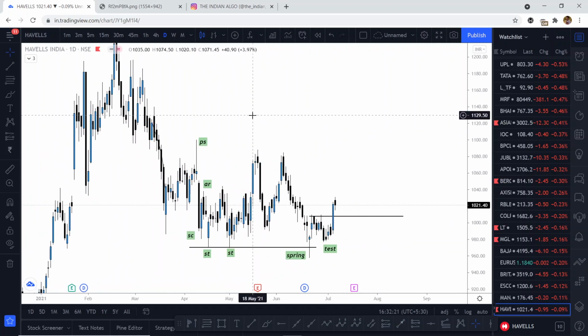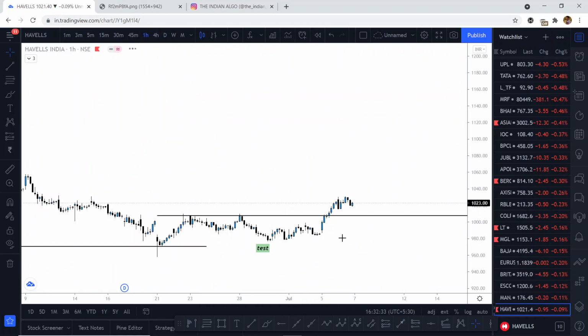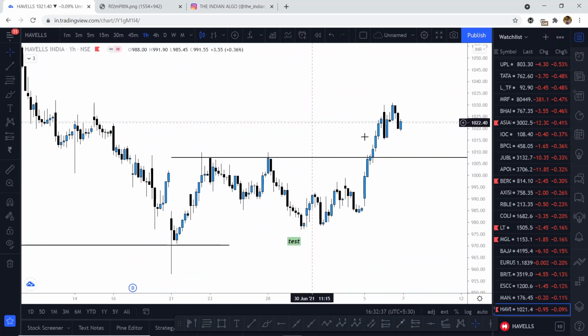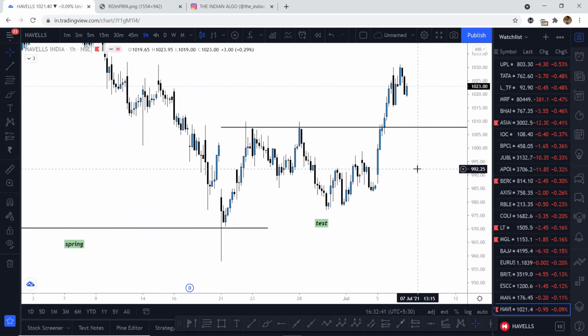All right, this was the daily time frame analysis, and look how we analyzed the daily time frame and identified the accumulation schematic. Now I'll do the same thing on the 1 hour time frame, then I'll do the same thing on the 5 minute time frame and on the 1 minute time frame. So this is what will be a little interesting for you guys.